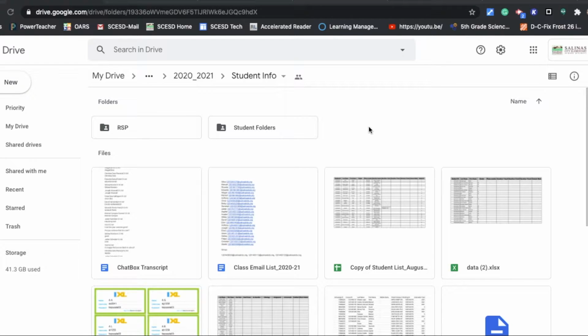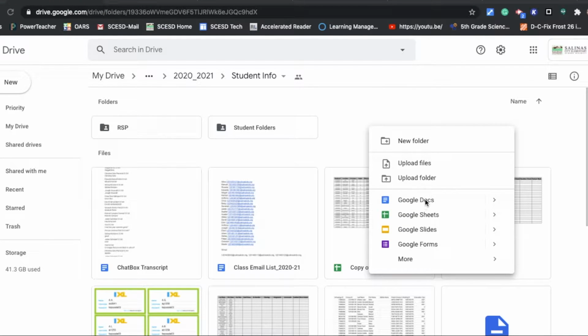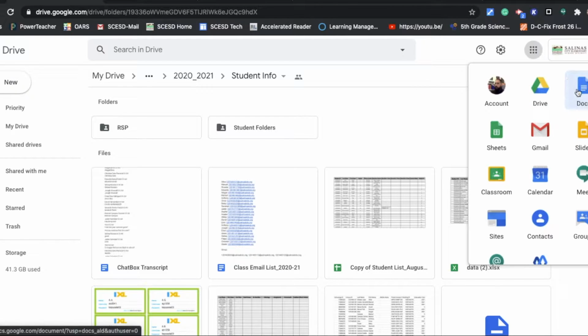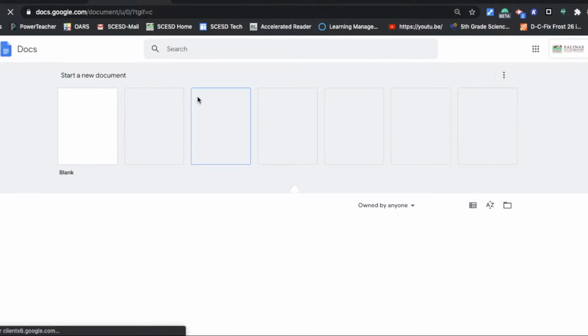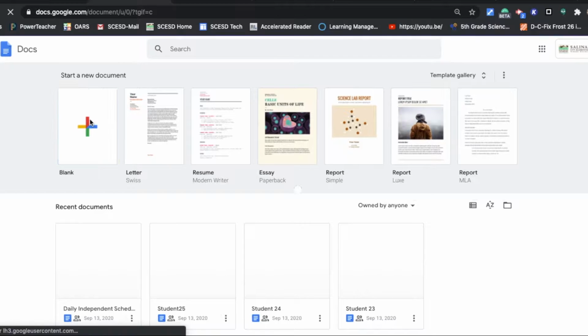Go ahead and open up a Google Doc. You can hot claw the trackpad on your Chromebook, right click your mouse, or you can go up and simply click Docs from the Google Apps array. That will take you to Docs. You can start a new one just by clicking blank.